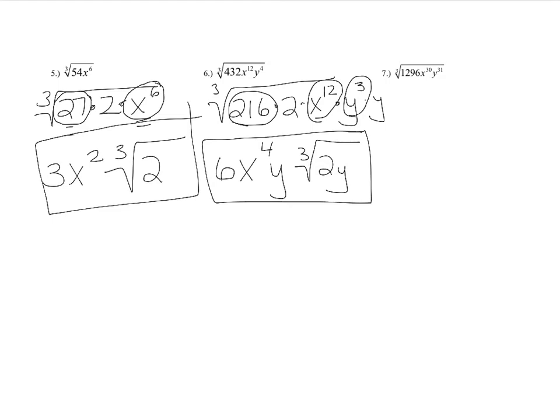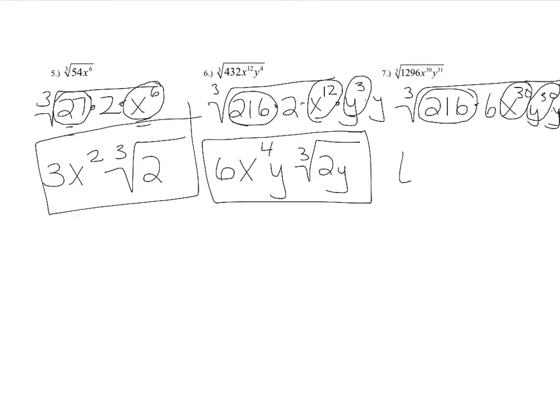Again, I found that 216 goes into that big number 6 times. So I'm going to break this into the cube root of 216 times 6. X to the 30th is already a perfect cube. Y to the 31st is not, but I could break that into y to the 30th times y, just regular y. And so then my perfect cubes here are 216, x to the 30th, y to the 30th, and we're going to pull those out.